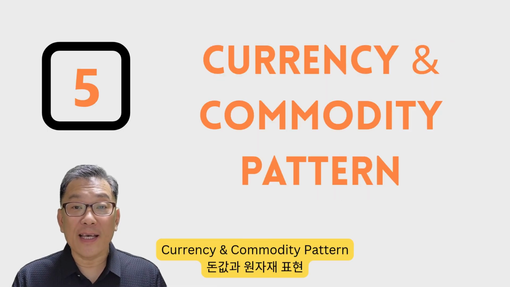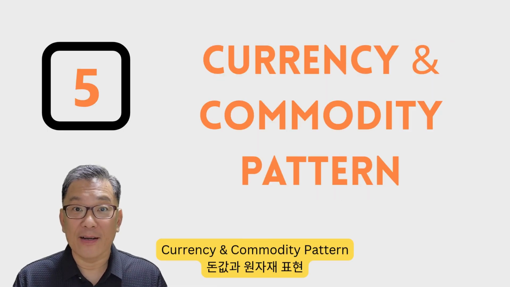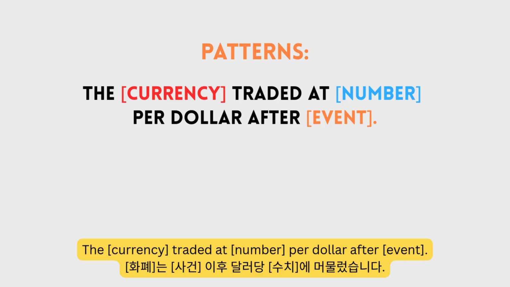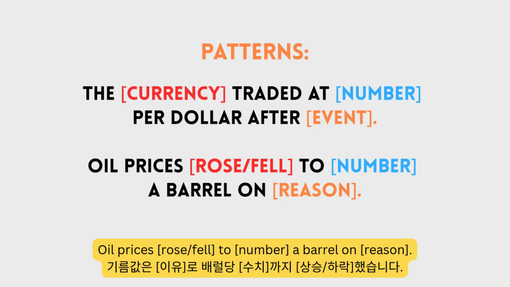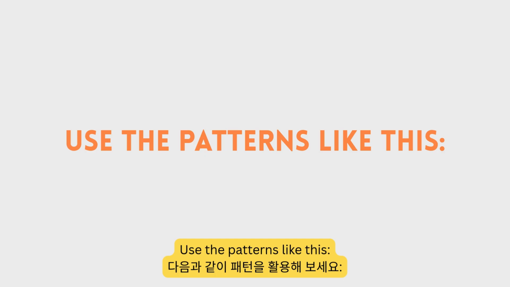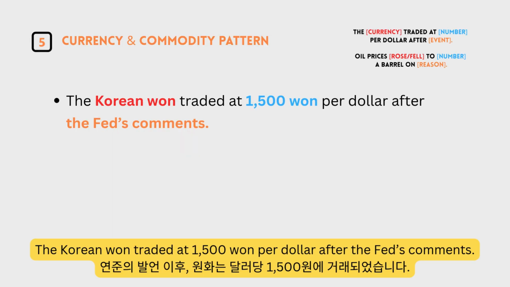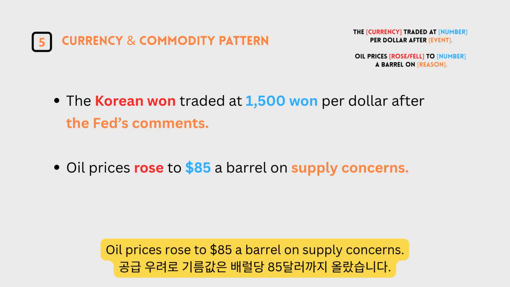5. Currency and commodity pattern. Patterns: The currency traded at number per dollar after event. Oil prices rose, fell to number a barrel on reason. Use the patterns like this. The Korean won traded at 1,501 per dollar after the Fed's comments. Oil prices rose to $85 a barrel on supply concerns.